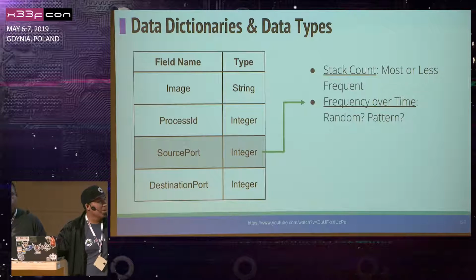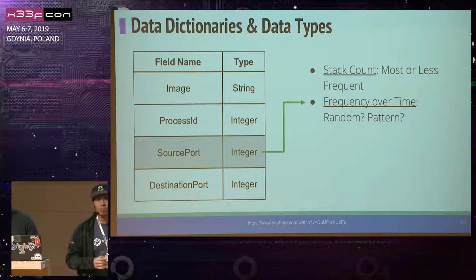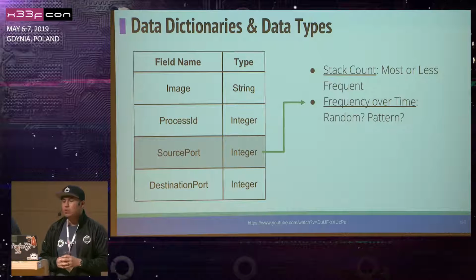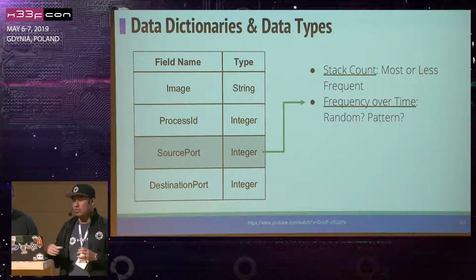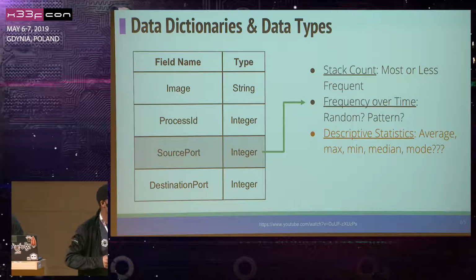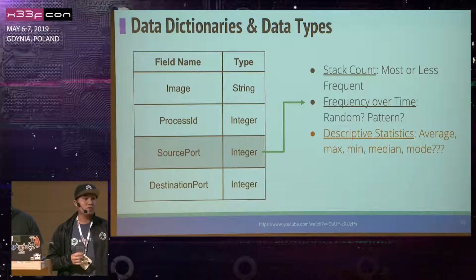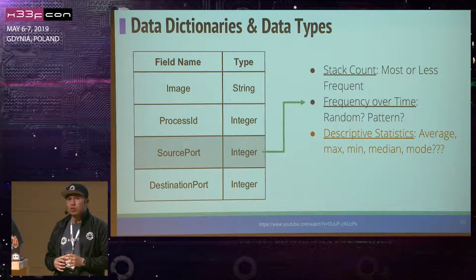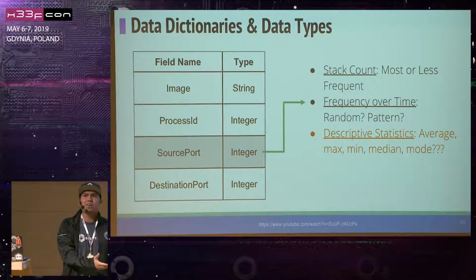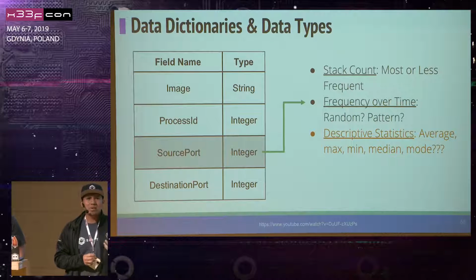We can start doing some basic stack counting. If we take, for example, one field, we can see the most frequent, least frequent ports being used, frequency over time. We can do a lot of stuff like that. But when you start thinking, this is a number, so I can do some type of descriptive statistics: average, max, median. So can I do that? Yes, you can, but at the end of the day, if you do that to a port, I don't think that's going to have any meaning to you.